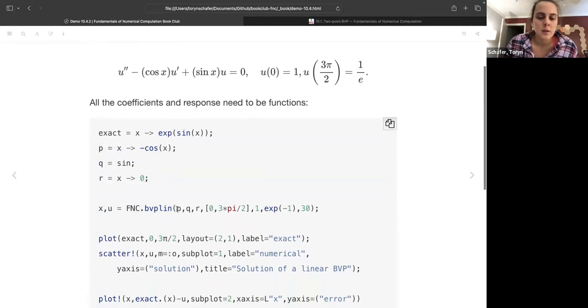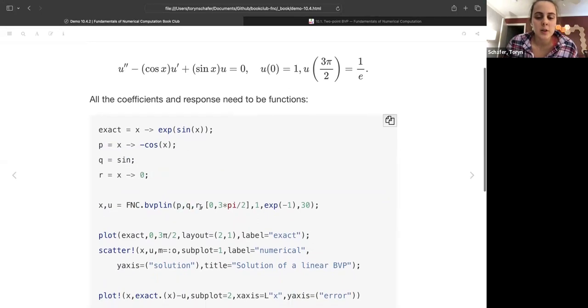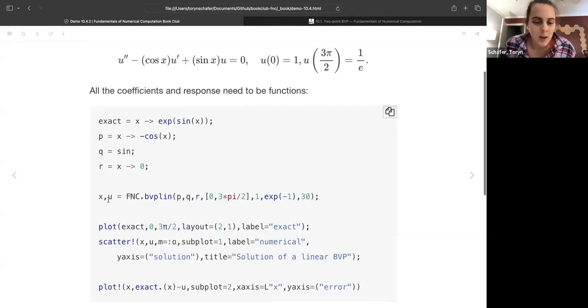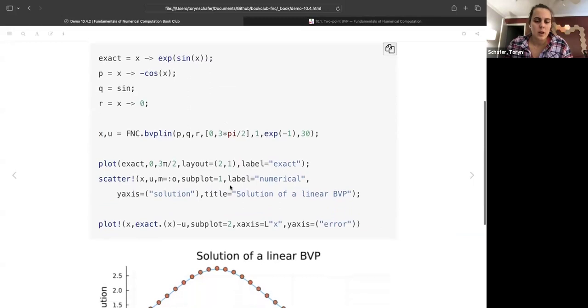Okay, then for this boundary value problem linear, we give these coefficient and response functions the domain and then the boundary, these one and one over E. And then this is how many nodes we want. So 30 nodes, or I guess it'll be 31, you know, the whole plus one thing. Okay, and then we get out the node set and then the value of the function. They give us the exact solution, so we can look at what this looks like.